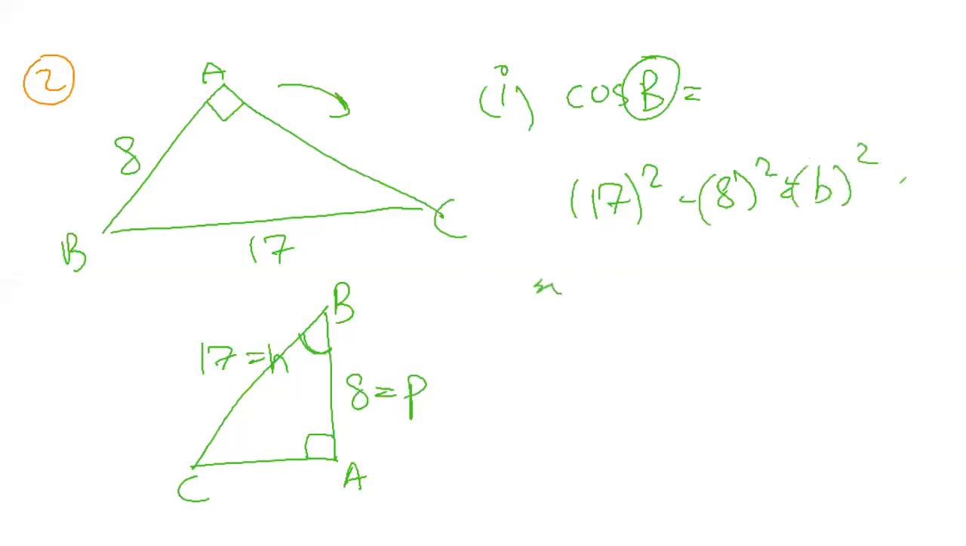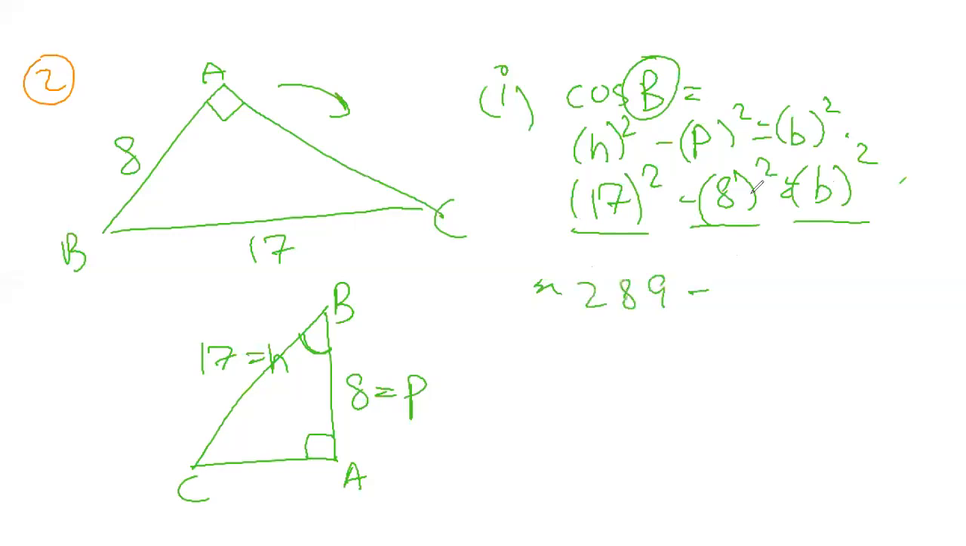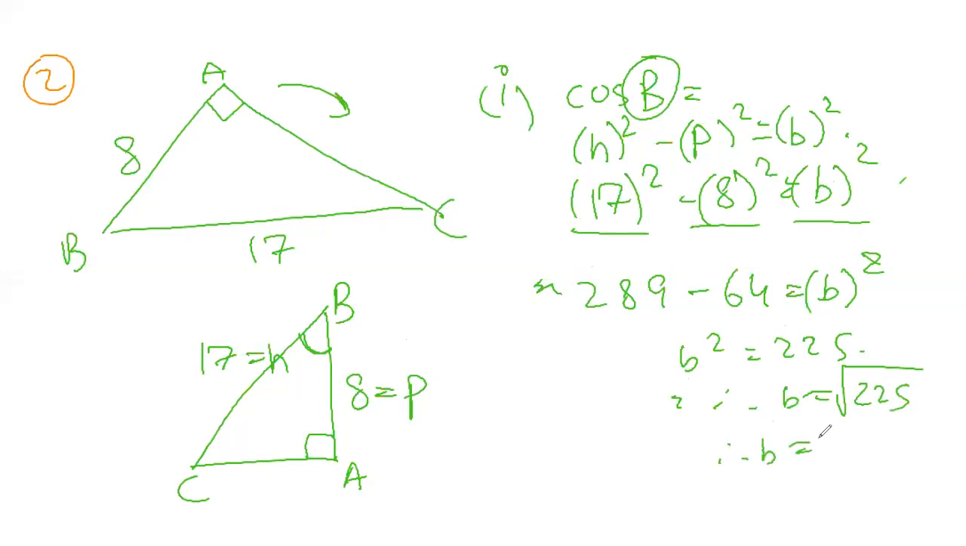So therefore, 17 whole square minus 8 whole square is equal to B whole square. So 17 whole square is 289 minus 8 whole square, that is 8 into 8, that is 64, is equal to B whole square. Okay. So 289 minus 64 is equal to 225. Now B square is equal to 225. Therefore, B is equal to root 225, that is, B is equal to 15. So our base will be 15. So I'll erase all of this. Hope you have copied down.